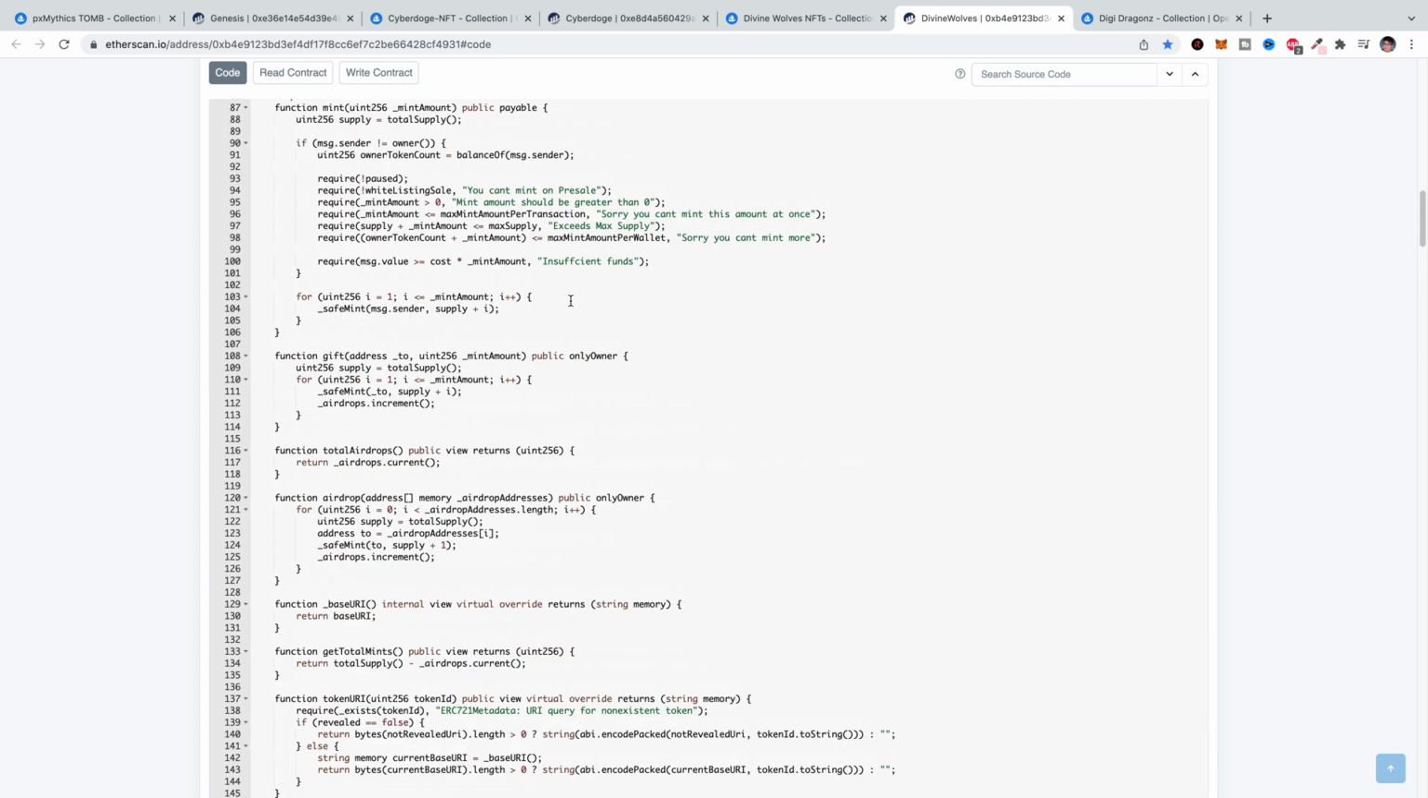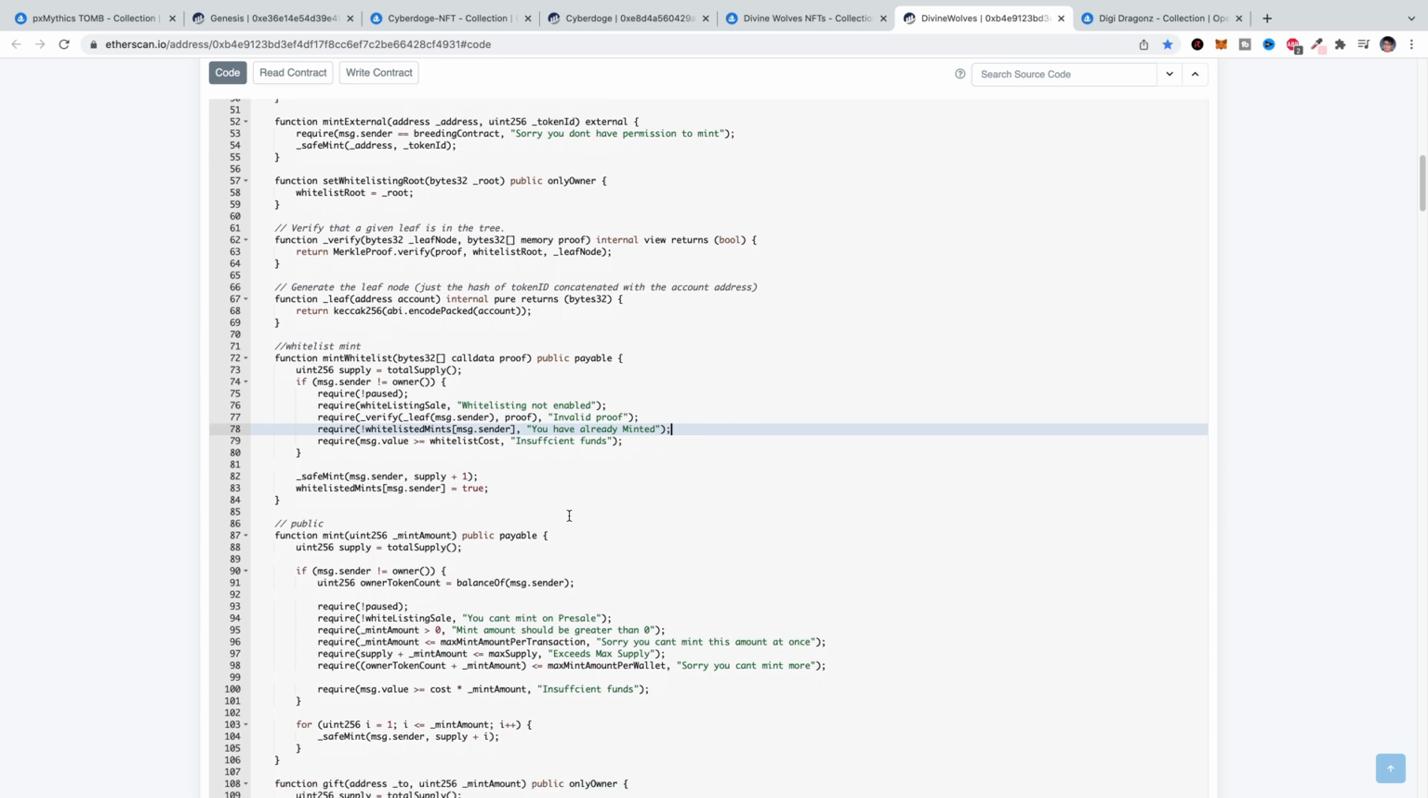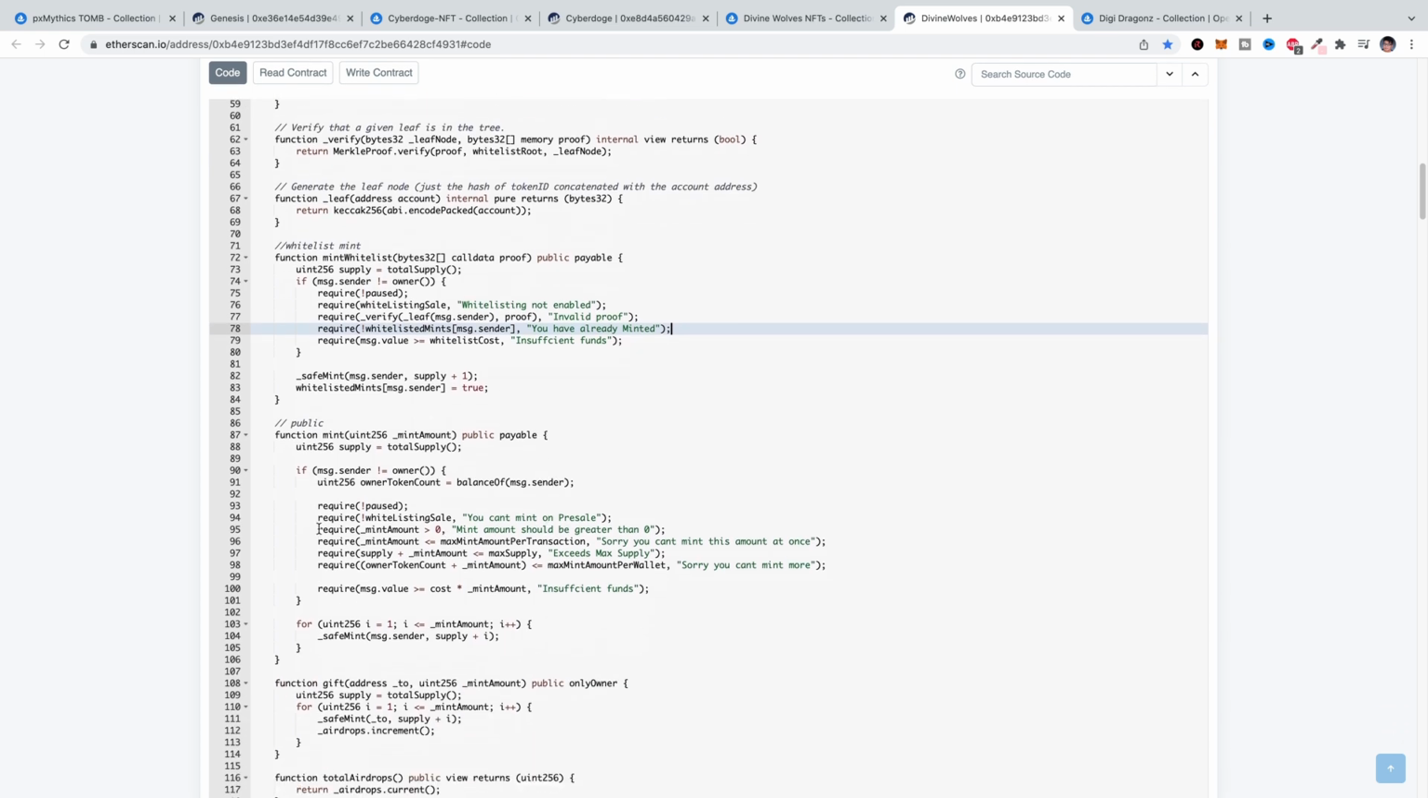I believe this one, if you take a look, this one had a different exploit. But they still had the same problem in the public one, which is unexpected. Where if you take a look here, owner token count, which is the balance of, and the mint amount, and if that's less than the max mint amount, you can't mint more. So they expected that for the public people that you cannot mint more than your max amount. So that was one exploit.